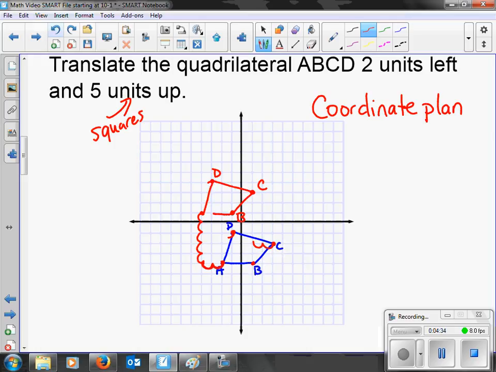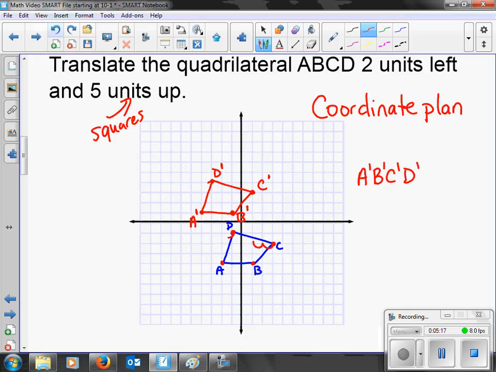And then you label it. Okay, when you label and you have a new image, here we go. Okay, this is my new image. This is my new shape that I drew. You always draw a little kind of apostrophe. Okay, those marks tell me that that's the new image. So my new image, they're called primes, A prime, B prime, C prime, and D prime, okay? That's the new image, okay?